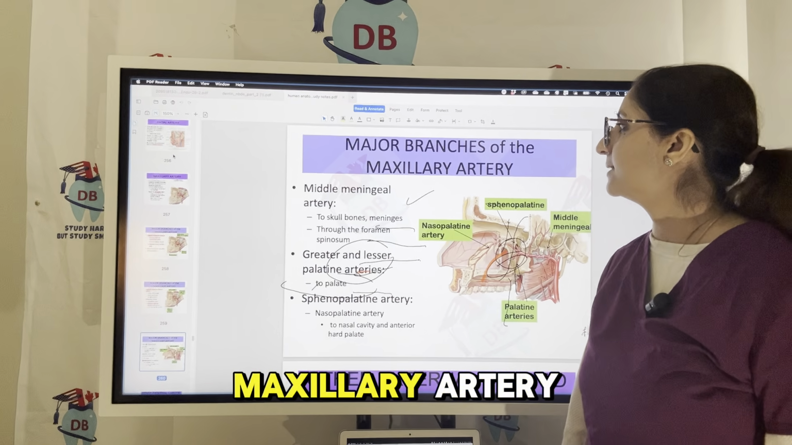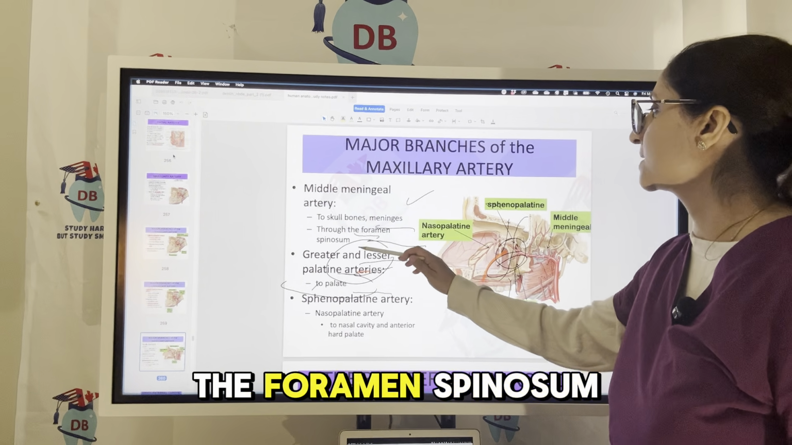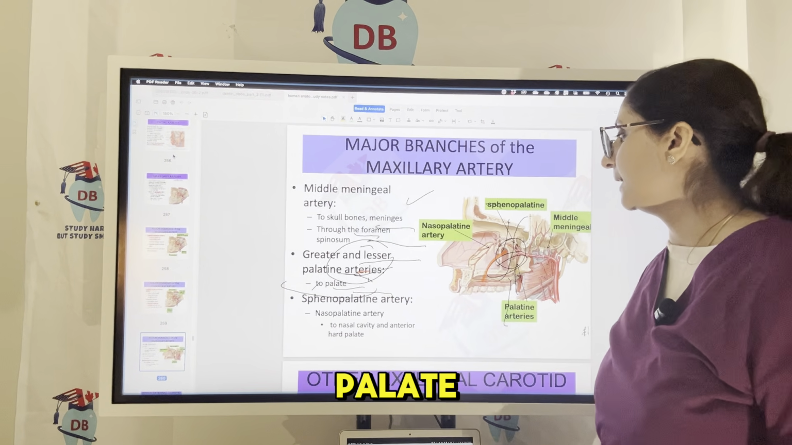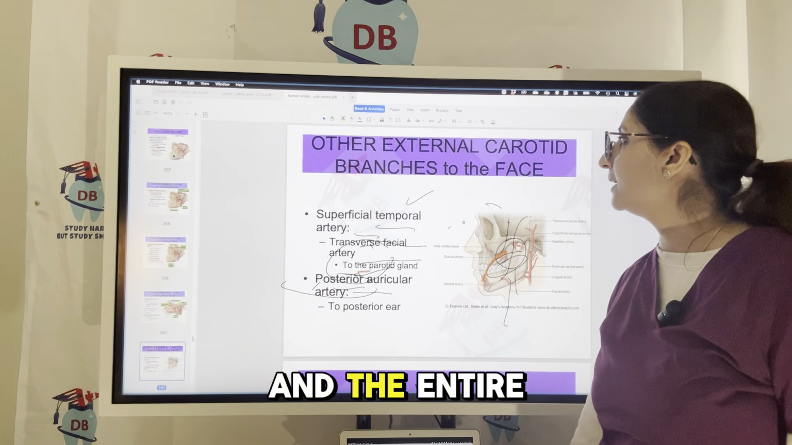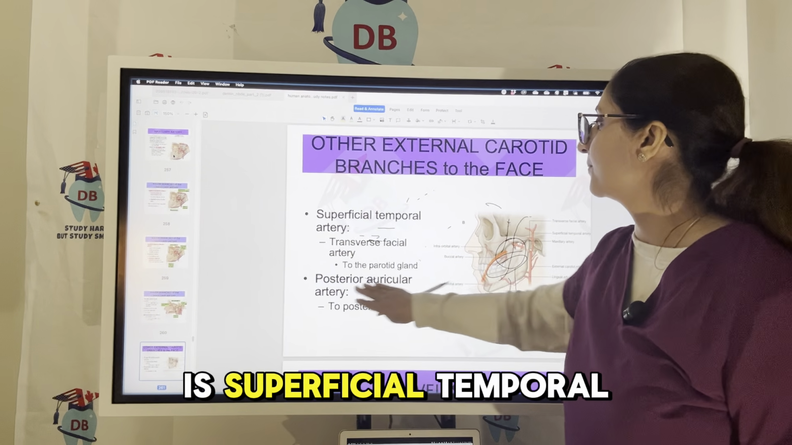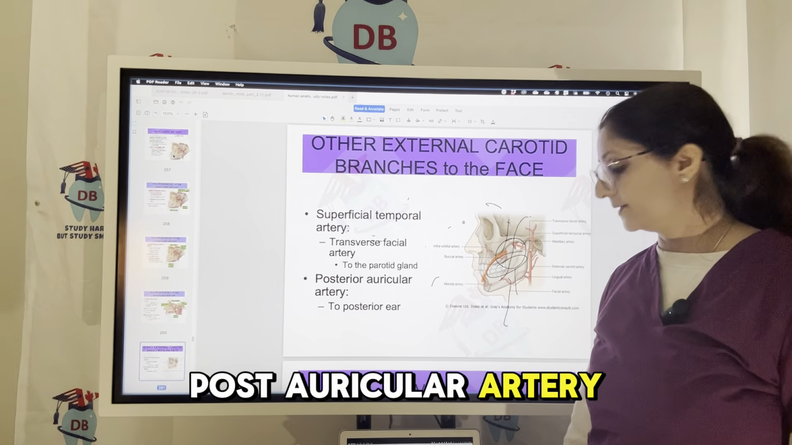The other important branches of the maxillary artery are the middle meningeal artery to the skull bone and meninges, through the foramen spinosum, and the greater and lesser palatine arteries, supplying your palate. The sphenopalatine artery branches into the nasopalatine, which supplies your nasal cavity and the anterior part of the hard palate. Another important branch of the external carotid artery to the face is the superficial temporal, with its transverse facial branch to the parotid gland, and the posterior auricular artery to the posterior ear.